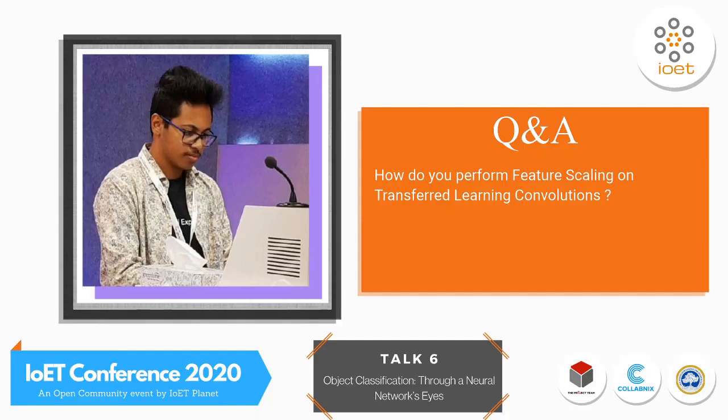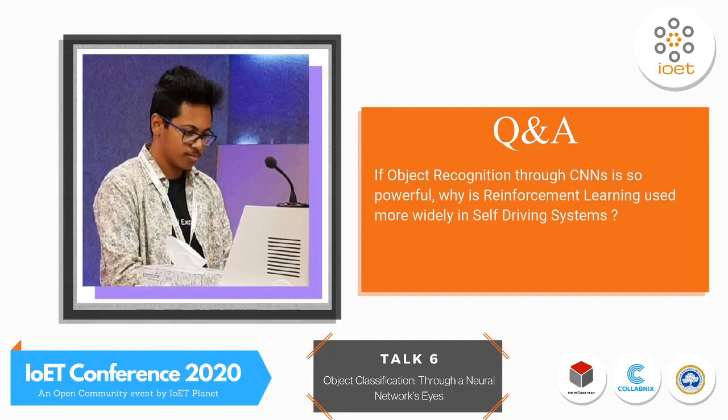Okay, and the last question we have is: if object recognition through CNNs is so powerful, why is reinforcement learning used more widely in self-driving systems? All right, this is an interesting question. I'll take it in two parts. The first part is asking about the power of CNNs. Actually, even in self-driving systems, we often use convolutional neural networks.